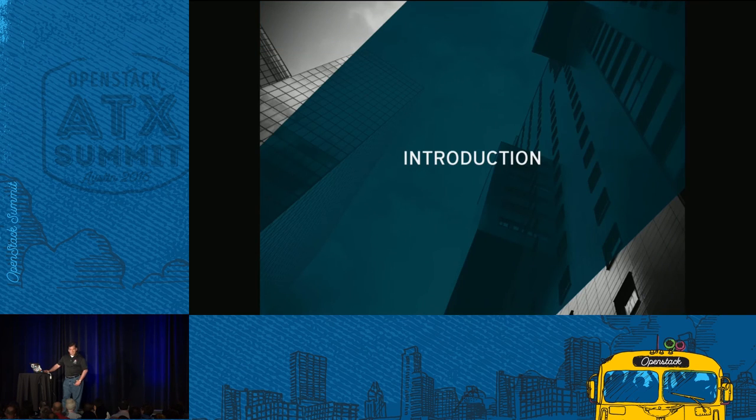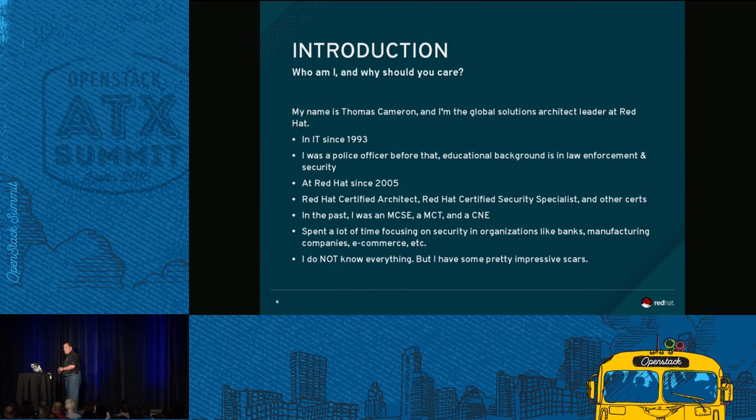So to start off with, who am I? I'm Thomas Cameron. As I said, I'm the Global Solutions Architect Leader at Red Hat. I've been doing this since about 1993. I have a sort of a cool interest in security because I actually started out my adult life as a police officer. I was a corrections officer when I was a teenager. I was a police officer when I was 21. When I was 24, I went, holy crap, I can't afford to do this anymore. And so I changed careers into IT, and I've been in IT ever since.